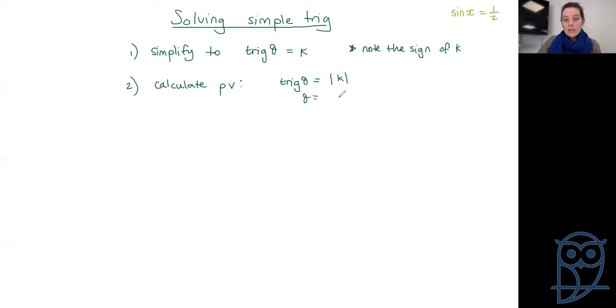So we're ensuring that we get our PV and then we can work with it. So theta is going to equal trig to the minus 1 of the modulus of k. And then theta is going to give us some sort of answer. And we're going to label this answer PV. Because the thing is, that answer for PV might not actually be an answer to the equation we are trying to solve. It might just be a stepping stone on the way there.